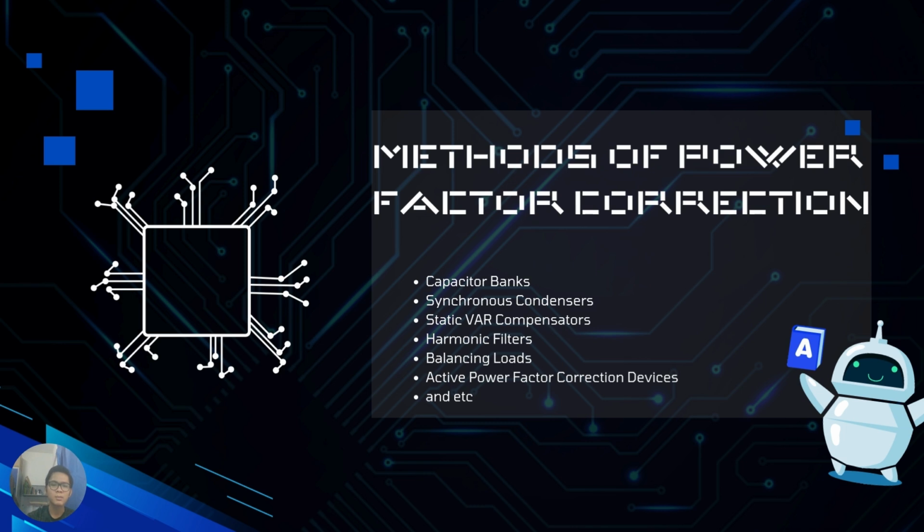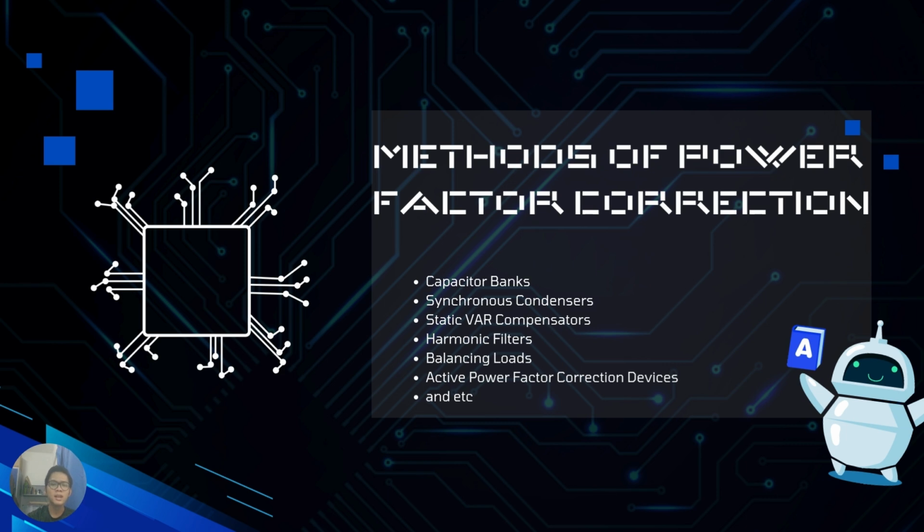The next one is balancing load. The load of a three-phase system can be distributed among the phases in such a way as to improve the power factor by reducing neutral currents and harmonics. Its advantage is that it is simple and there's no additional equipment needed in many cases.